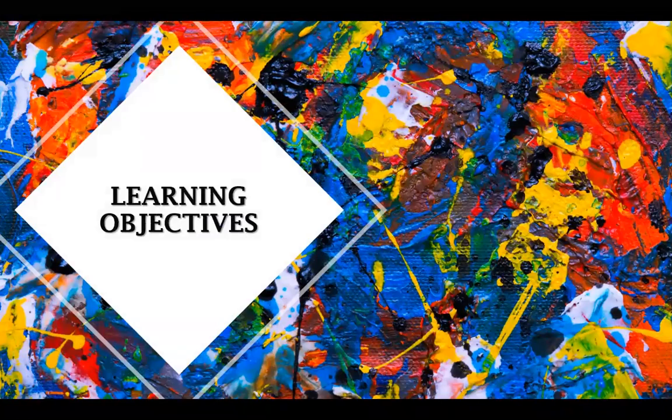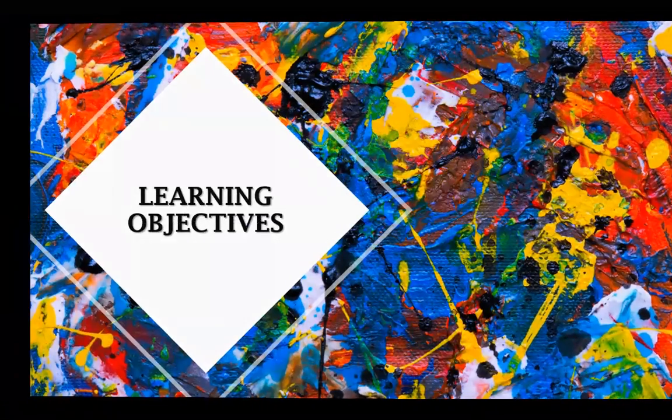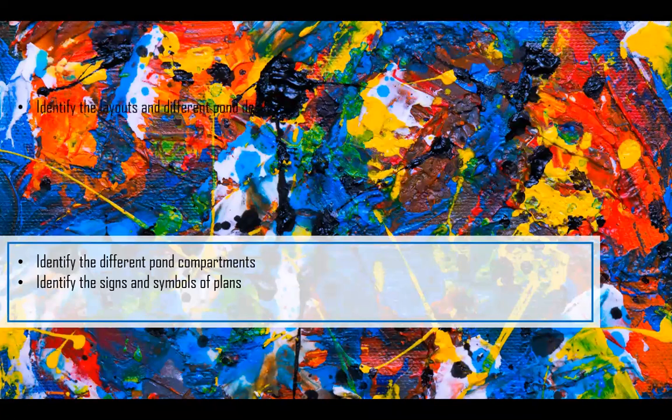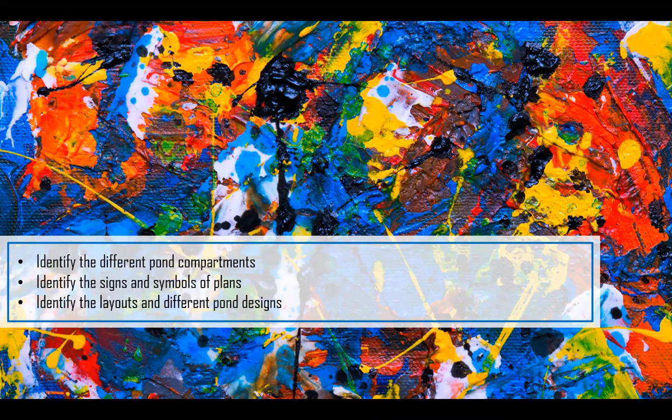For the learning objectives of this topic, number one, we can identify the different pond compartments. Number two, identify the signs and symbols of plants. And number three, we can identify the layouts and the different pond designs.